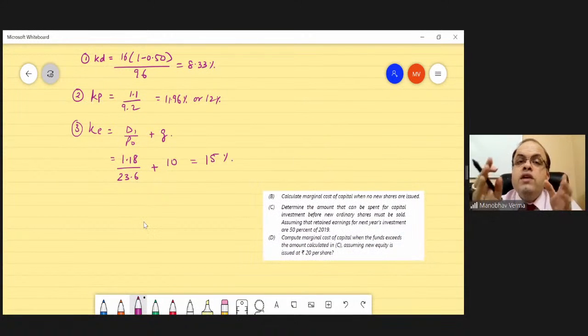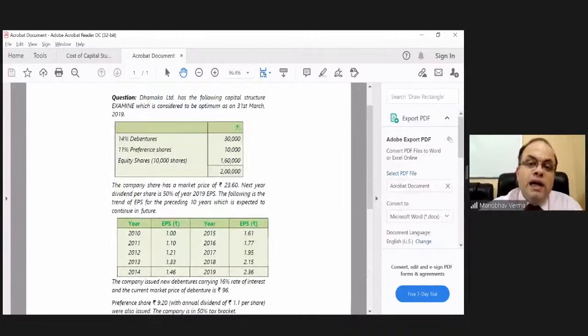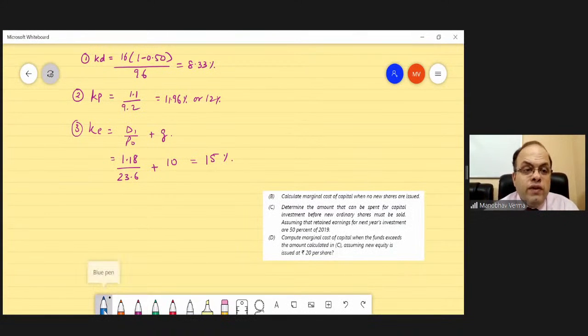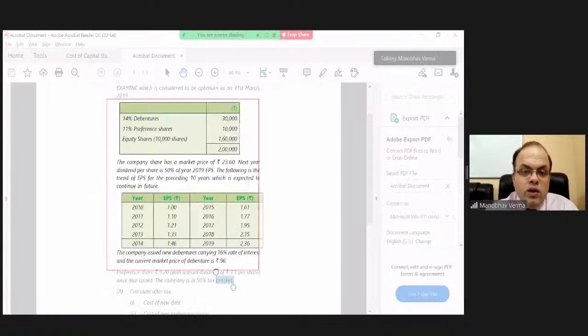In this case, if there are no new shares, it's pretty simple to calculate, because there is no additional flotation cost coming into the picture. Now, what is my capital structure? Looking back at the question, we have 30,000, 10,000, and 160,000, so a 3:1:16 ratio. If I'm looking at option B here, then my marginal cost of capital would be nothing but the weighted average cost of capital. The ratio is given to us in the capital structure, so the individual components go into each respective element's weights. I hope that makes sense to all of you, right? Let us quickly look at that as well.